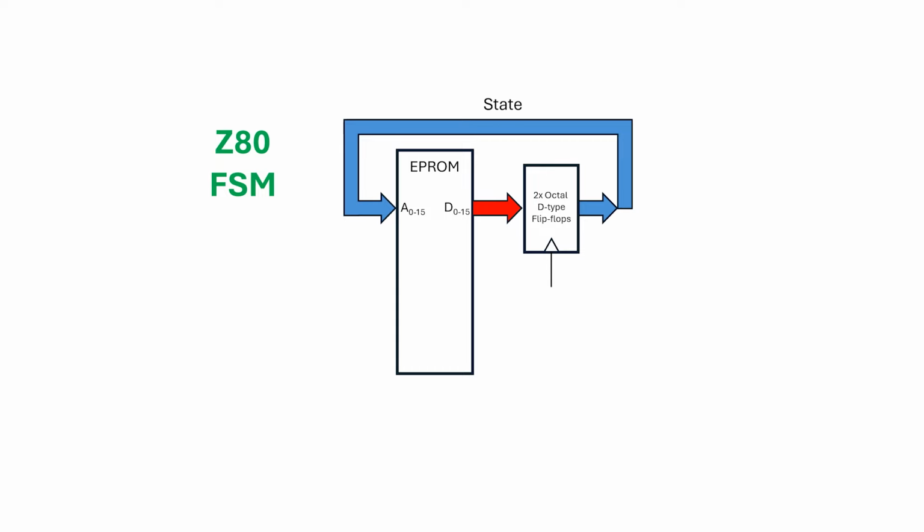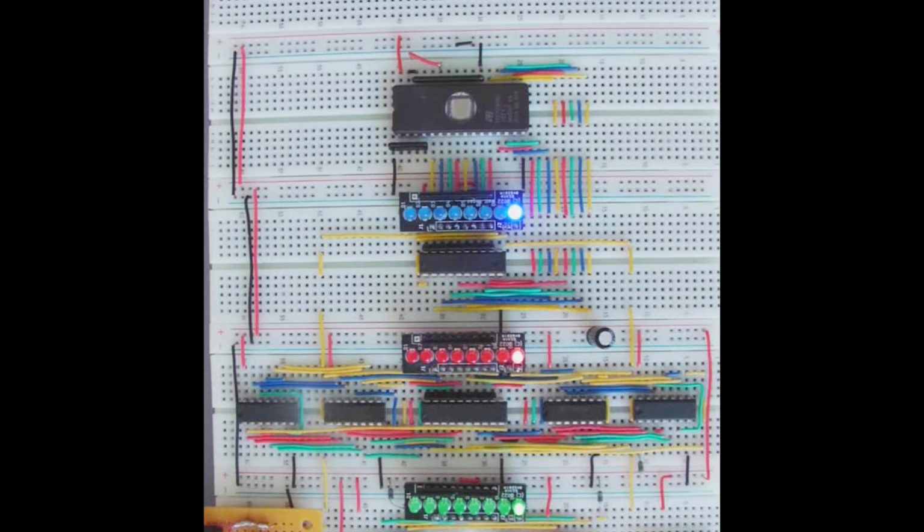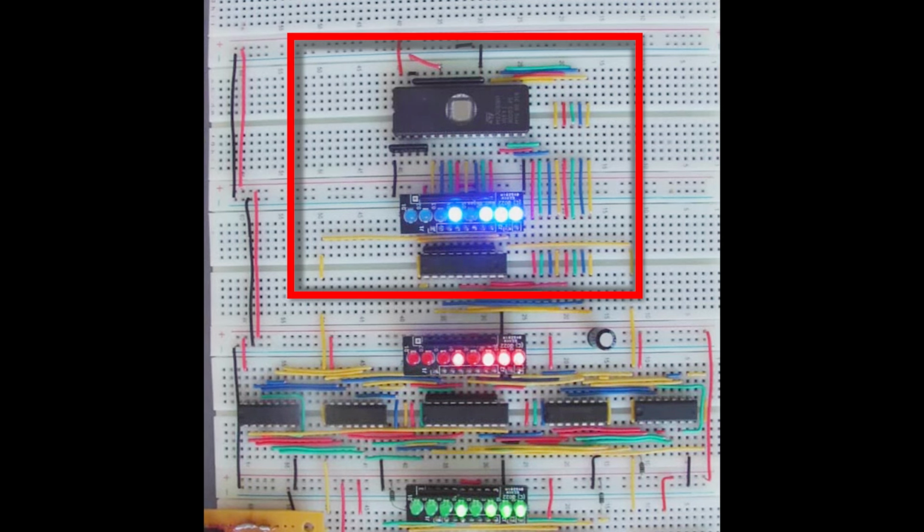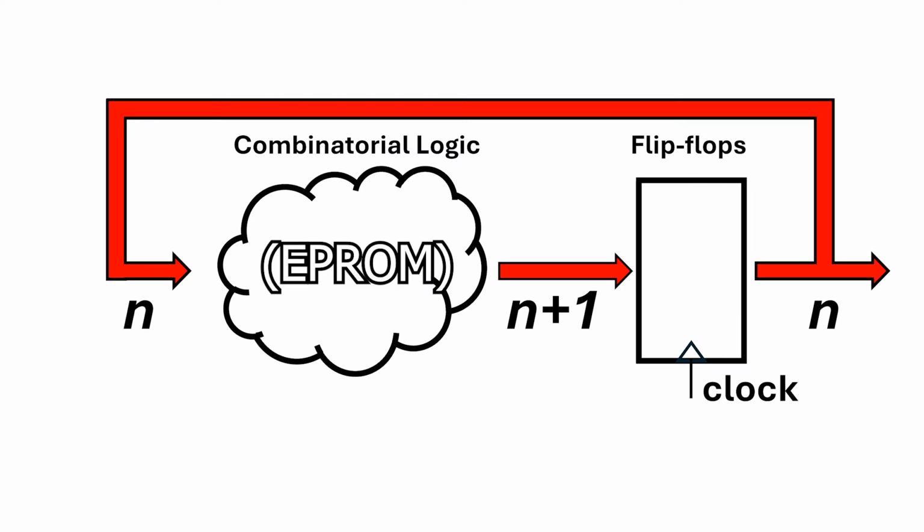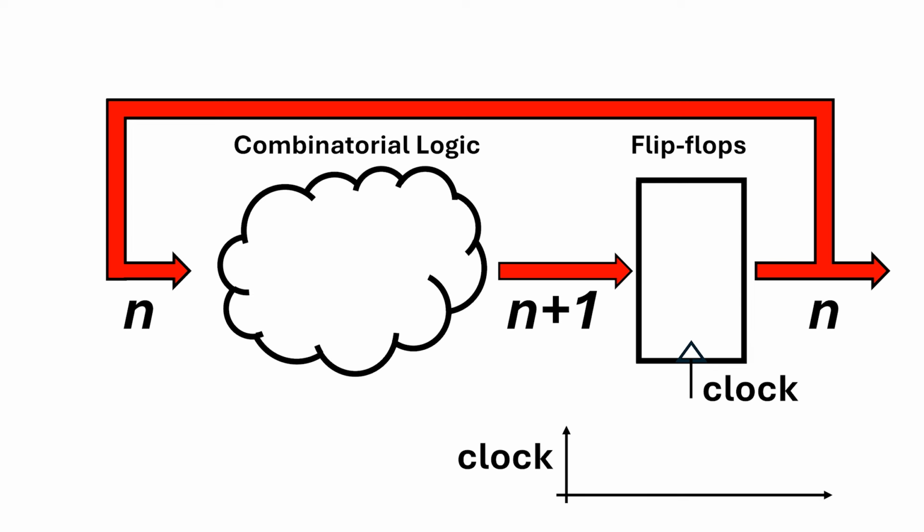A state machine has state, which is the data stored inside the flip-flops, and this state feeds back to the combinatorial logic. A simple example of a finite state machine is an up counter, which I've shown up the top here. The input to the EPROM is the number n, and stored at location n is the number n plus 1 ANDed with FF, to keep it within the 8-bit range. On every positive edge of clock, we count up by 1 until we hit 255 in binary, then we roll over to 0.